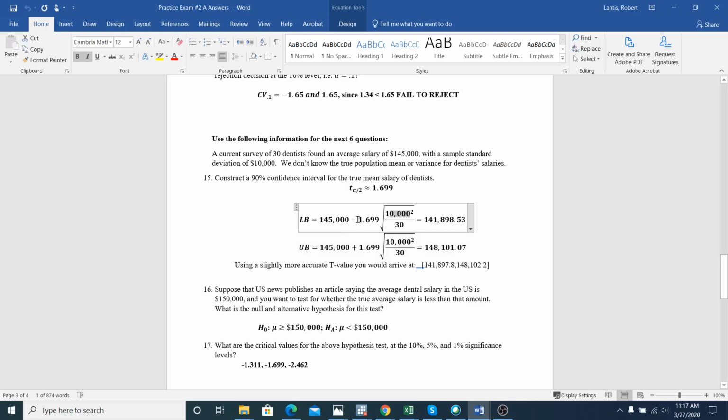So I subtract that marginal area at the lower bound, I add it to get the upper bound, and there I'm done. I can, with 90% confidence, say the true starting salary of a dentist is somewhere between about $142,000 and $148,000. I don't know what value in that range it is, but I know with 90% confidence it's one of those values. Okay?